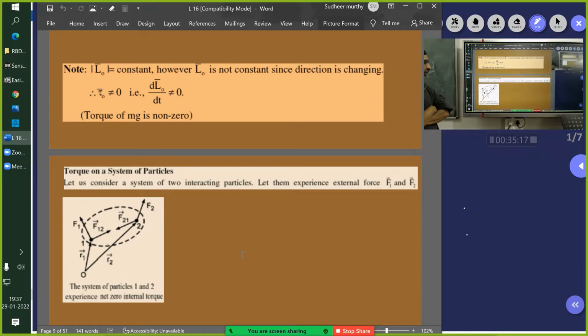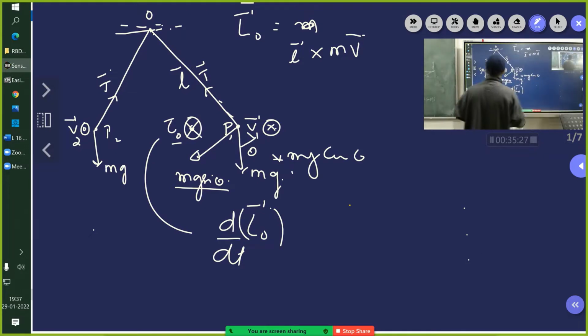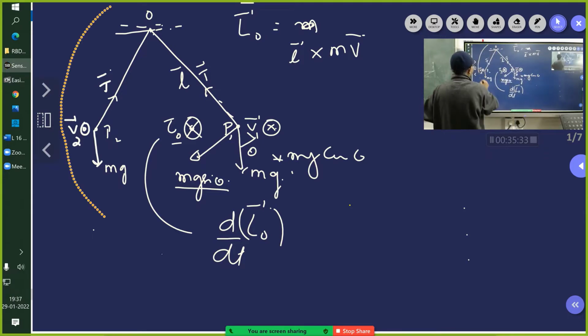Everybody please prove it. F12 bar plus R1, minus F21 bar plus R1. Everybody do it.